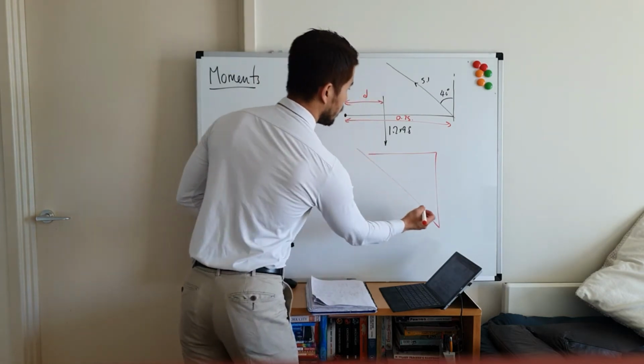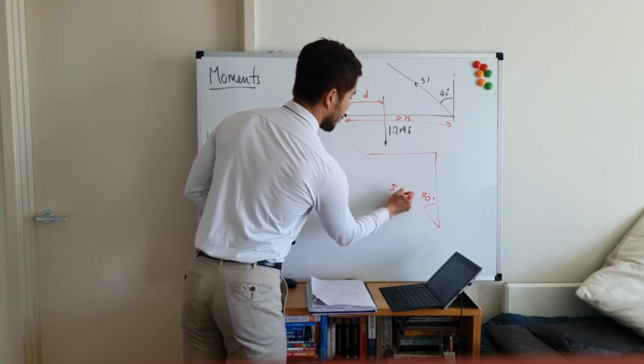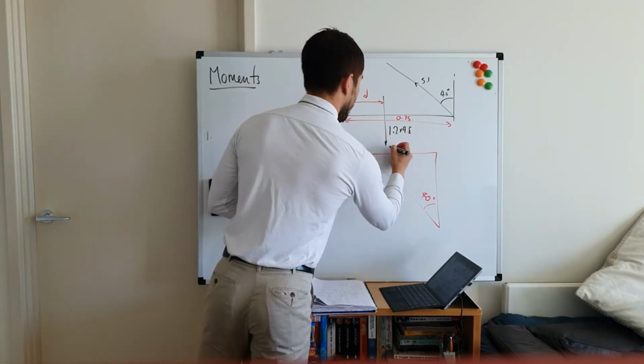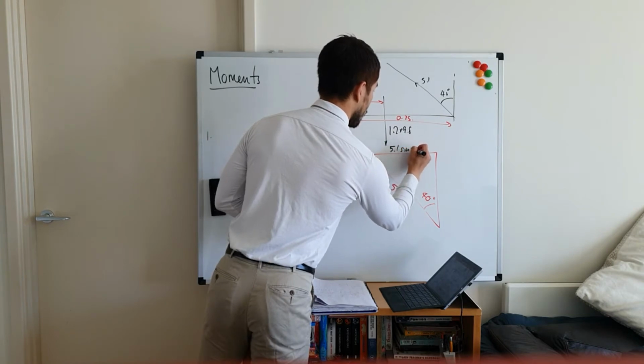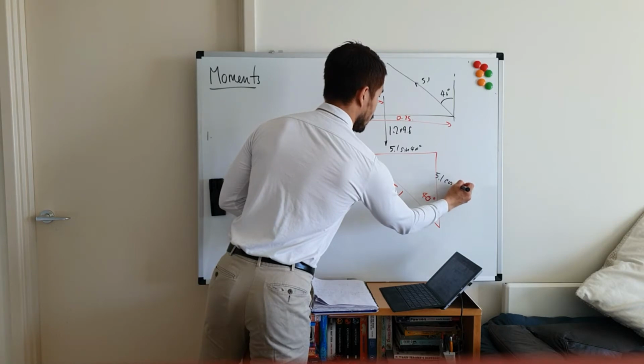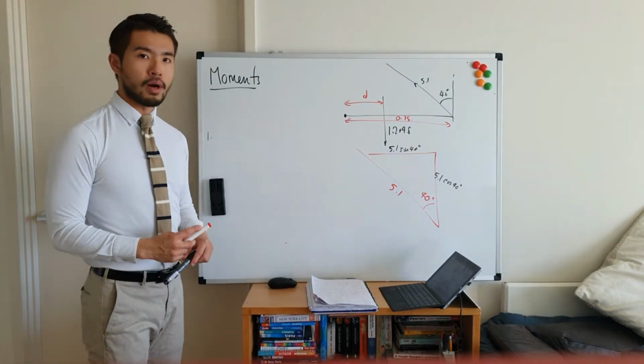Do a triangle here, 40 degrees, and it's 5.1. And this horizontal direction will be 5.1 sine 40 degrees. This vertical one will be 5.1 cos 40 degrees. If you're not as quick as me, pause this video and do your SOH CAH TOA.